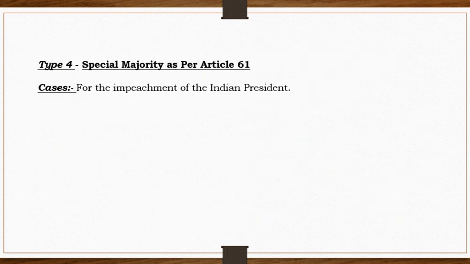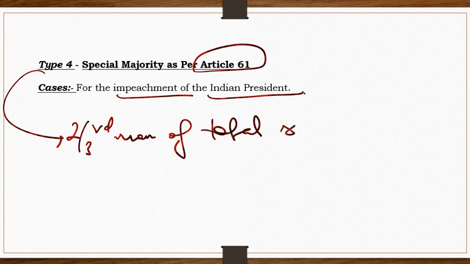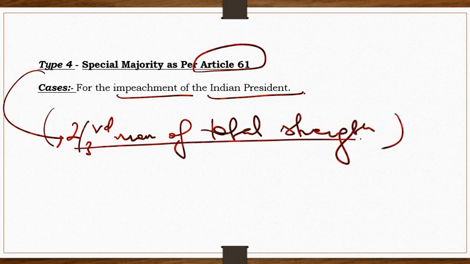Now we have the type 4. This is the special majority as per Article 61. Now, this is used in the impeachment of the Indian President, and we calculate this by the 2/3 members of the total strength of the House. Total strength. 2/3 members of the total strength of the House.